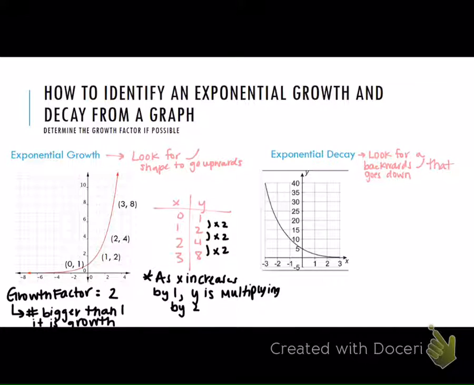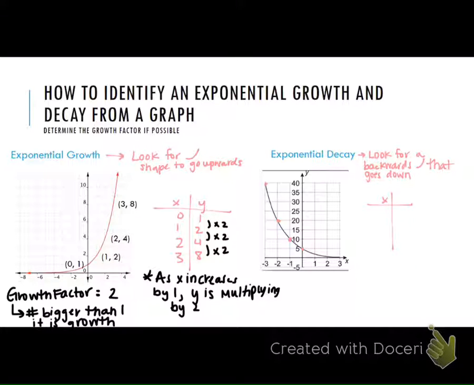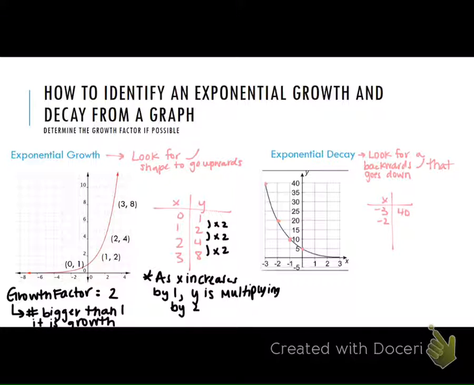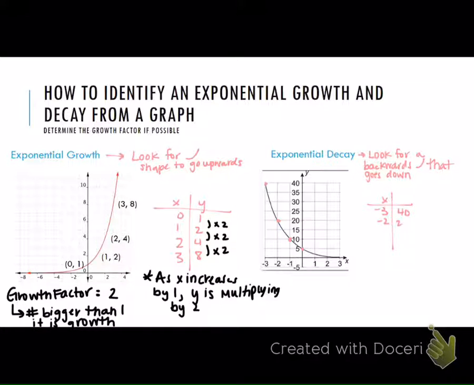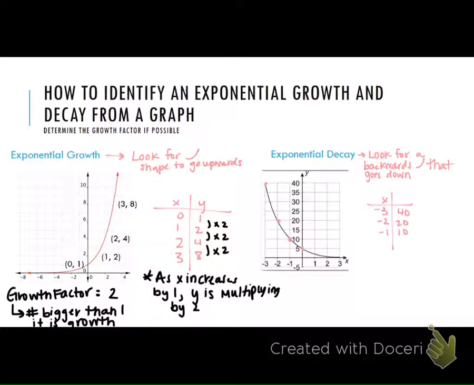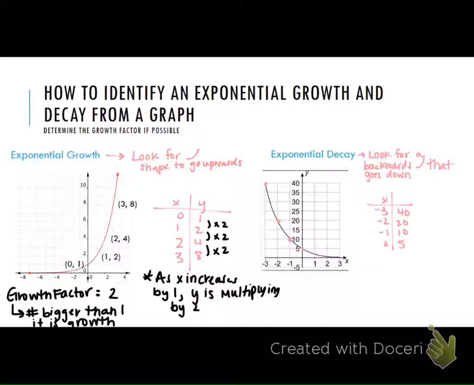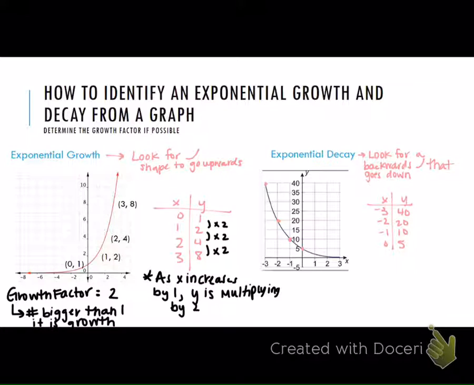Okay, I'm going to make another table on this one and pull some points off of this. So I have negative 340, negative 220, negative 110, and then I have 0, 5. So those are the numbers I'm choosing there. Remember, it's a constant multiplication. So we're looking for that constant multiplication on the y.